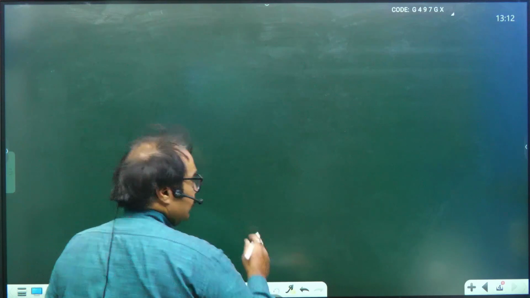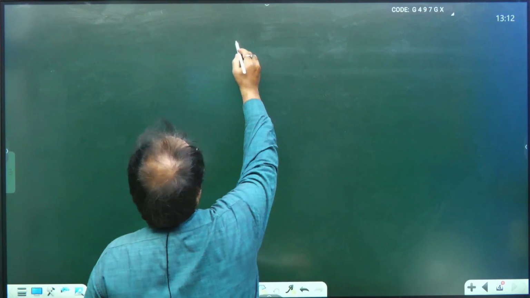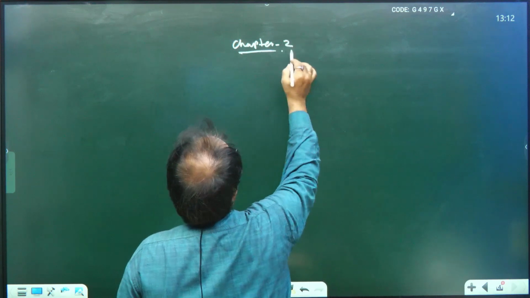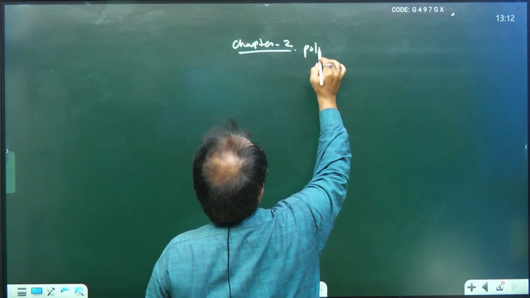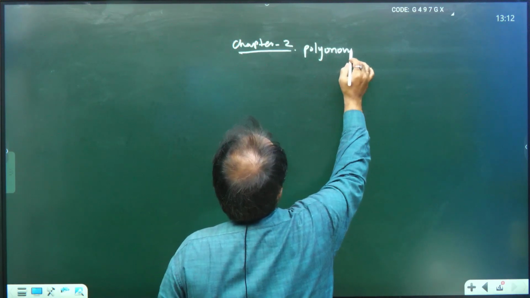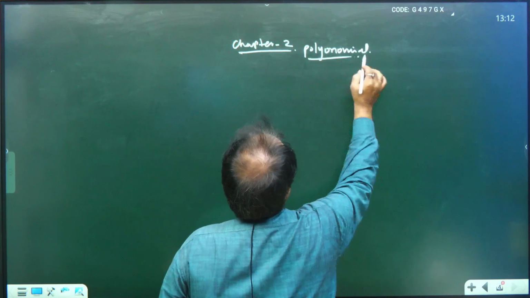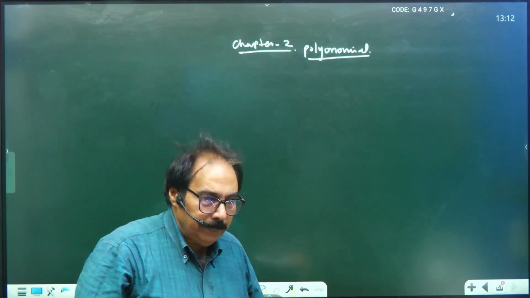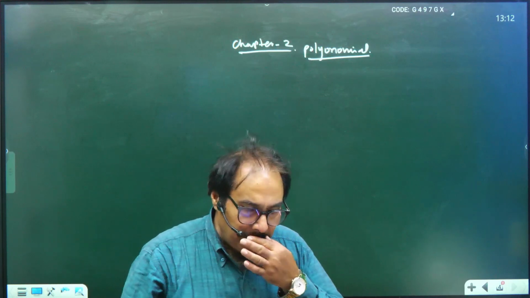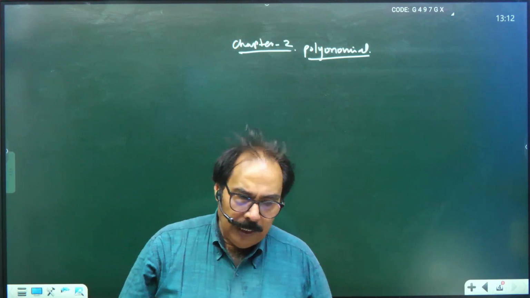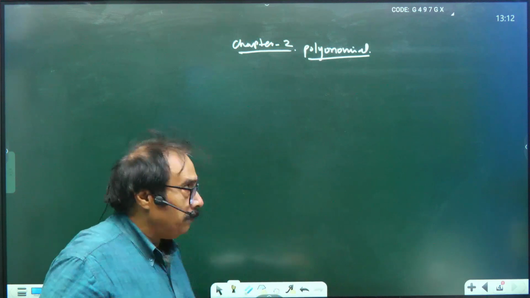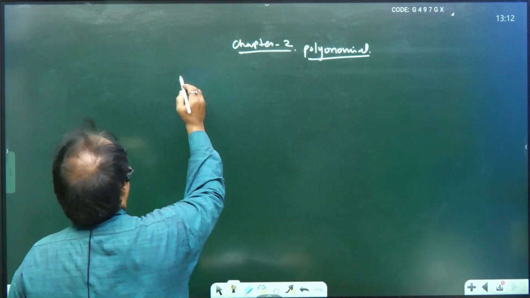So next chapter, chapter number 2, that is polynomial. Okay. So first of all, the meaning of polynomial. What is polynomial, and what are the types of polynomial? What is the degree of a polynomial? So we will start from here.